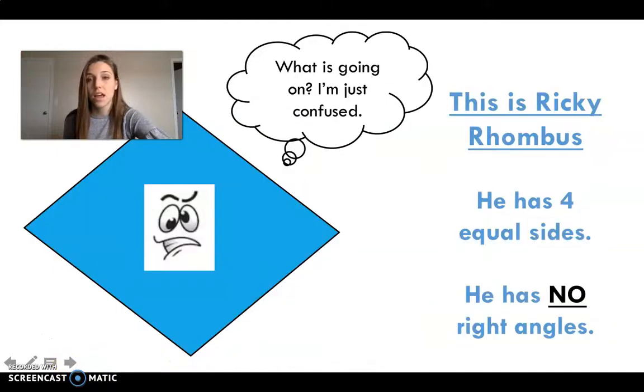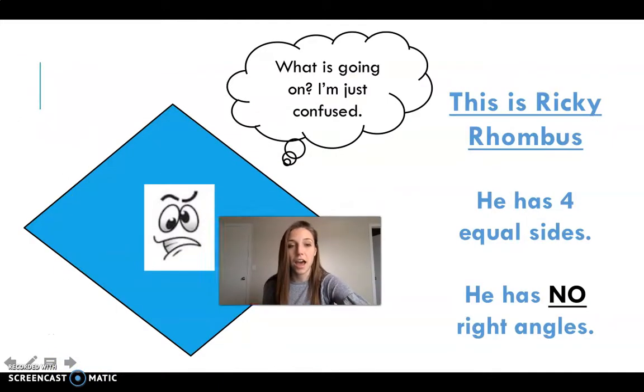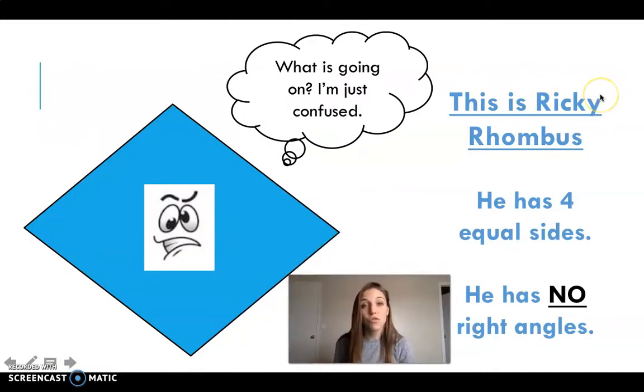Okay? And finally, we have Ricky Rhombus. So Ricky Rhombus, he gets a little confused sometimes. And Ricky Rhombus, he's kind of like Sally Square because he has four equal sides. They're all equal or the same length. One thing that's different though is that he has no right angles.